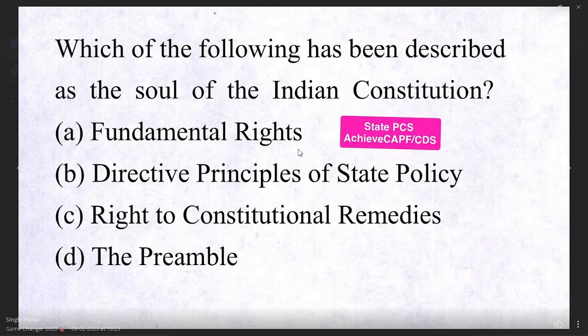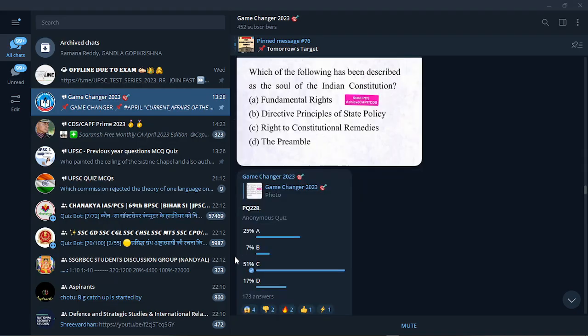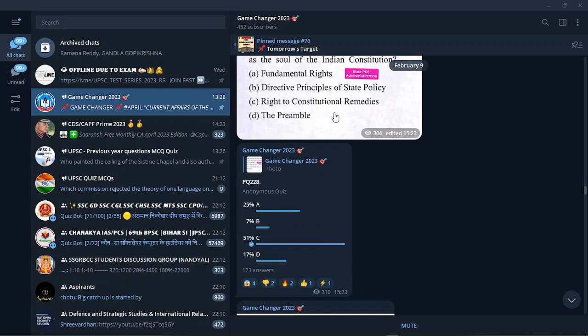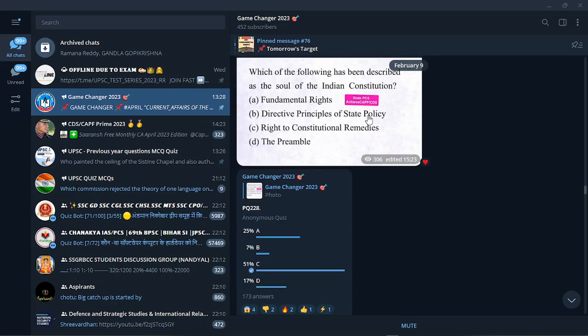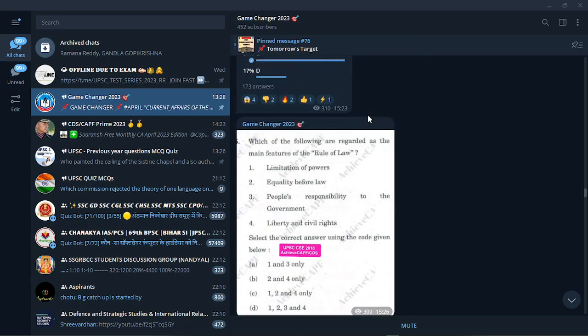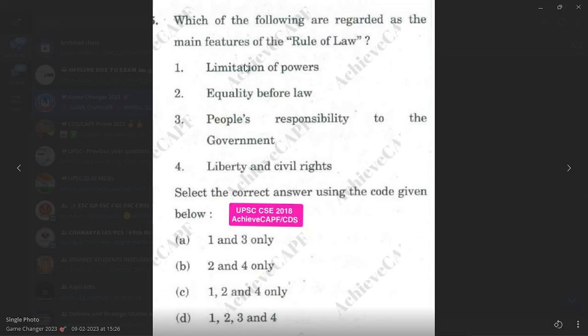Okay. Which of the following has been described as the soul of the Indian Constitution? Fundamental rights, directive principles, right to constitutional remedies, preamble. Preamble. C. Right to constitutional remedies. Okay. Which of the following are regarded as main features of the rule of law? Limitation of powers, equality before law, people's responsibility to the government, liberty and civil rights.